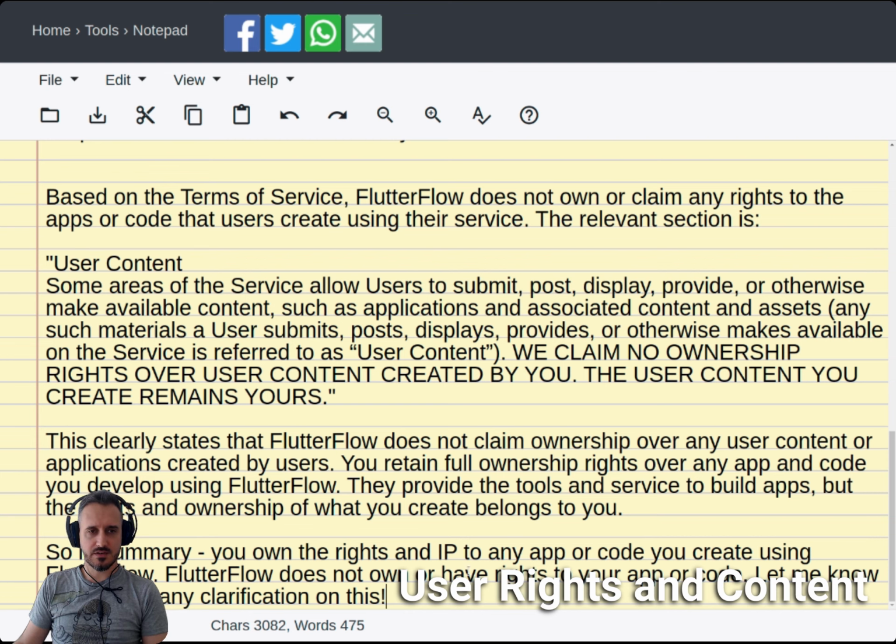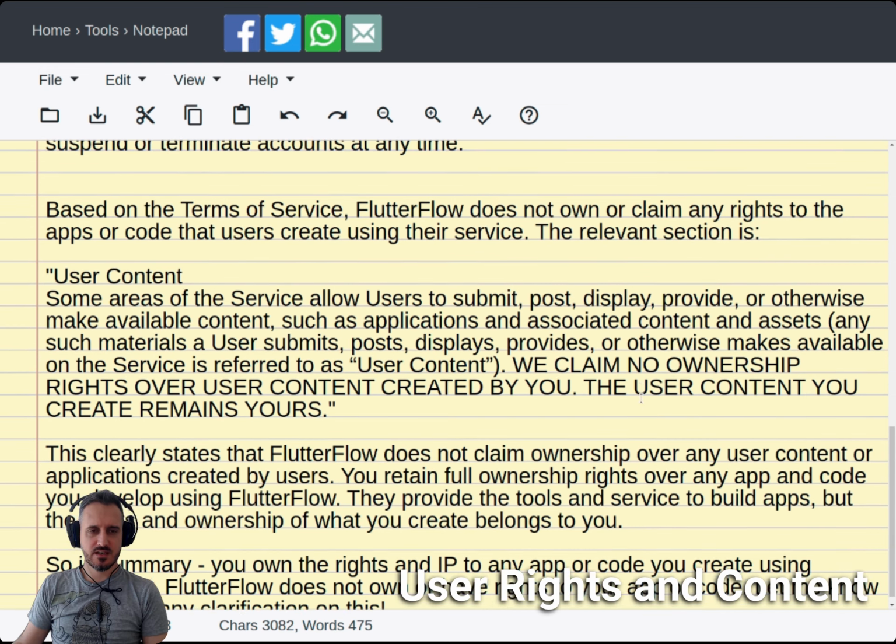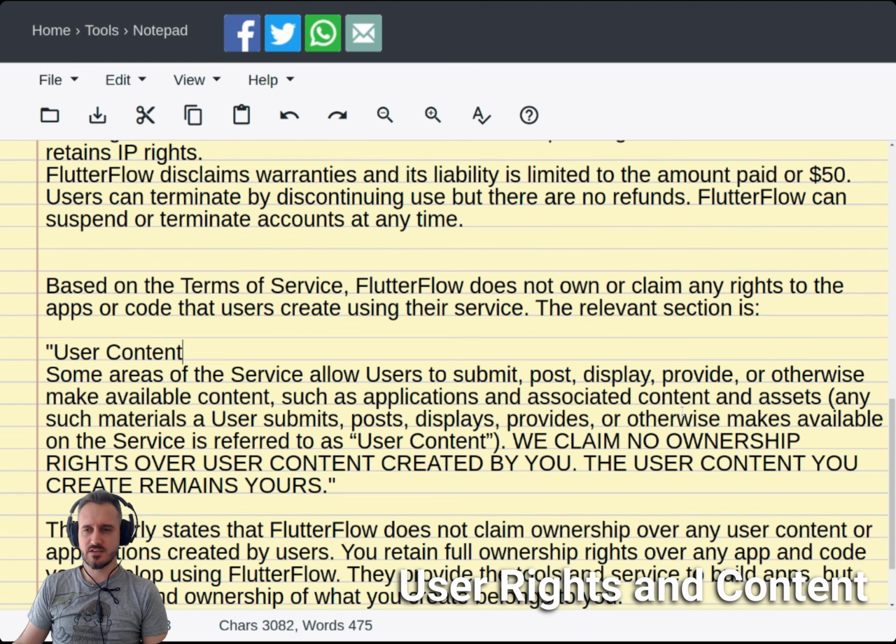This is what my research came up with. Let me know in the comments if you think this answer is correct, or if you wrote the terms and conditions and you think it says something different. And let me know if you have any more questions about the terms and conditions on Flow.